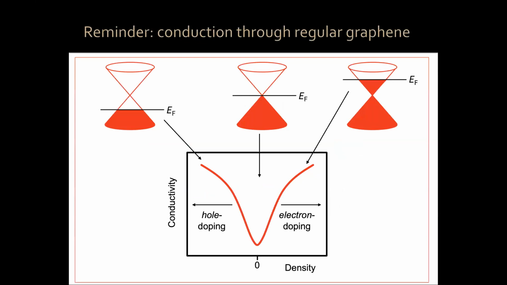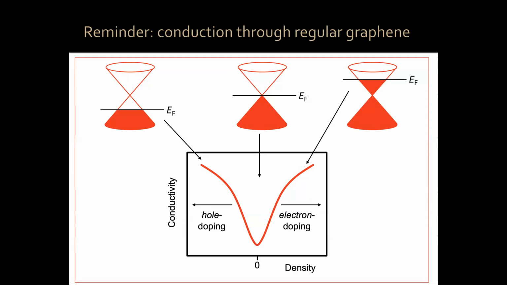Okay, so I'm going to start showing data. Let me remind you how conductance of regular graphene looks. In regular graphene, the conductivity versus charge density looks like this. If your Fermi energy is deep in the valence band, you have lots of holes and you conduct very well. If your Fermi energy is deep into the conduction band, you have lots of electrons and you conduct very well. If your Fermi energy is at the charge neutrality point, you have very few charge carriers, so you conduct poorly. So conductivity versus charge density looks like this V shape in graphene.